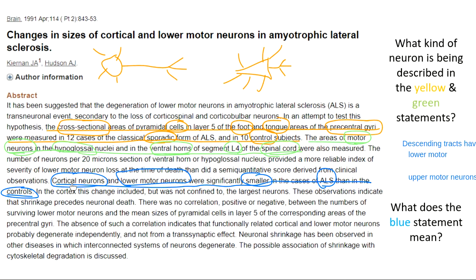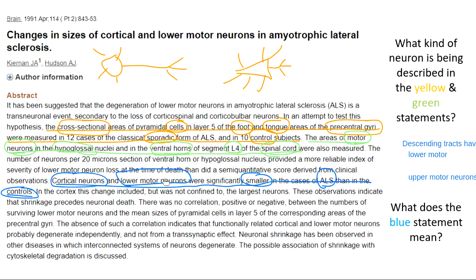So my statement basically means the upper motor neurons, the one in the cortex, and my lower motor neurons, the ones that I find down lower, going out to places, were both significantly smaller in the cases of ALS. In patients who had this debilitating motor disease, we saw changes in the size, significantly smaller or wasting, in the upper motor neuron and the lower motor neuron.